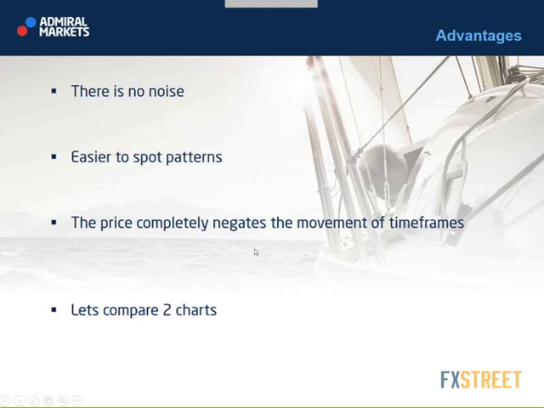The price on range bar completely negates the movement of time frames. So range bars don't have a time frame. Okay, that is what you should remember. There is no time frame for range bars. Range bars will only print out when those rules are met. So if you set the rule of 4 pip range bar, only when price moves for a 4 pip, next bar will be printed out on next pip.